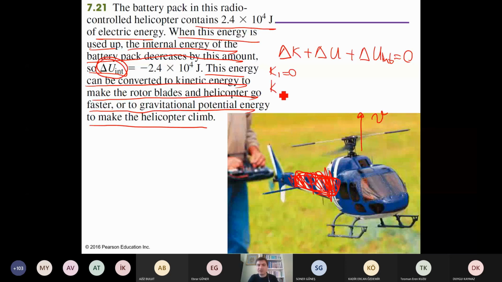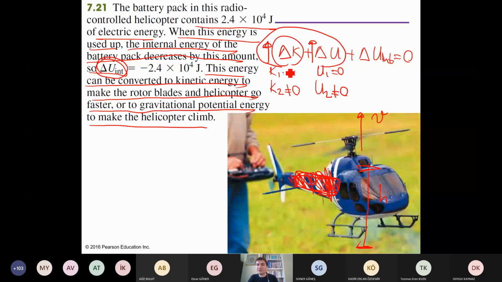Then it has certain kinetic energy. What about the potential energy? When it is at rest on the ground, the initial potential energy of the system is 0. But after certain height, this helicopter has certain height from the ground, then it has certain gravitational potential energy. And so what do you see here? This delta K is increased, this delta U is increased. So where to find this energy to increase these two energies? So this energy comes from the internal energy of the battery within the helicopter.